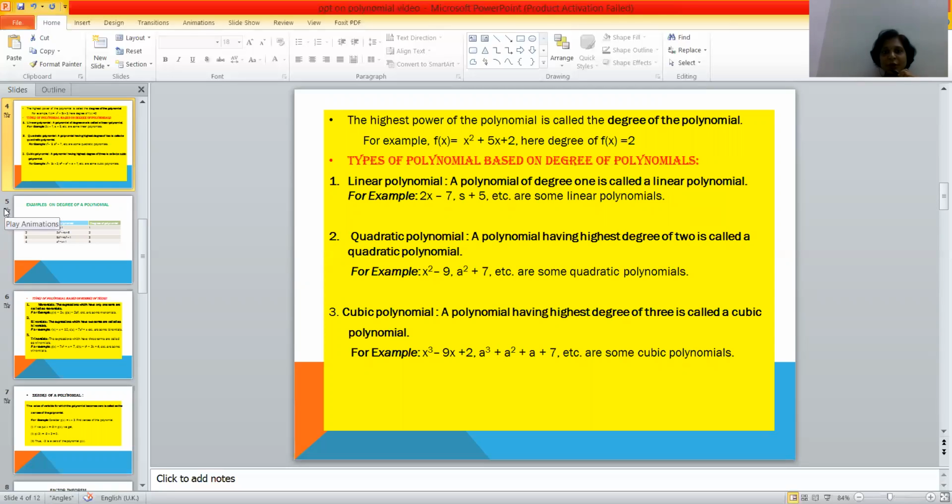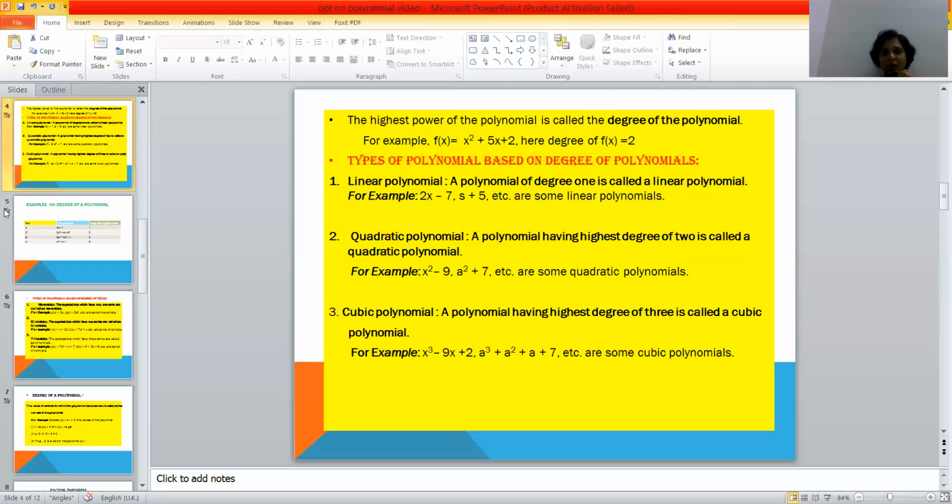Types of polynomial based on degree of polynomials. First, linear polynomial. A polynomial of degree 1 is called a linear polynomial. For example, 2x minus 7. Here, the highest power of x is 1, so it is a linear polynomial. s plus 5. The highest power of s is 1, so it is also a linear polynomial.